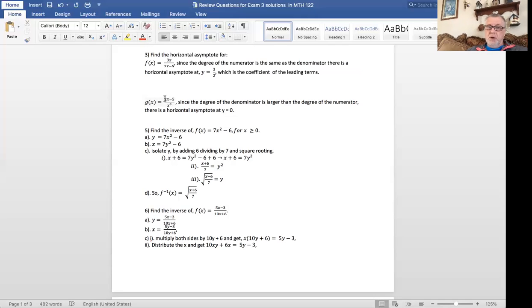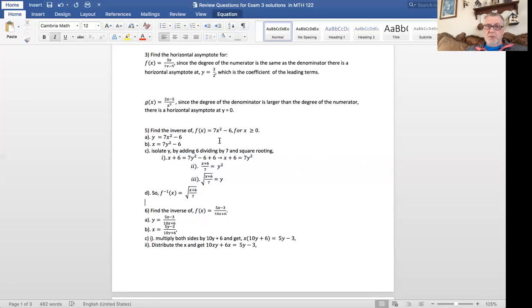We don't have an example of this, but when the degree of the numerator is larger than the degree of the denominator, there is no horizontal asymptote. When the degree of the numerator is exactly 1 more than the degree of the denominator, there's an oblique asymptote. Remember, an oblique asymptote is a slant asymptote. For the second example here, g of x equals 2x minus 5 over x cubed, the degree of the numerator is less than the degree of the denominator. So there's a horizontal asymptote at y equals 0.